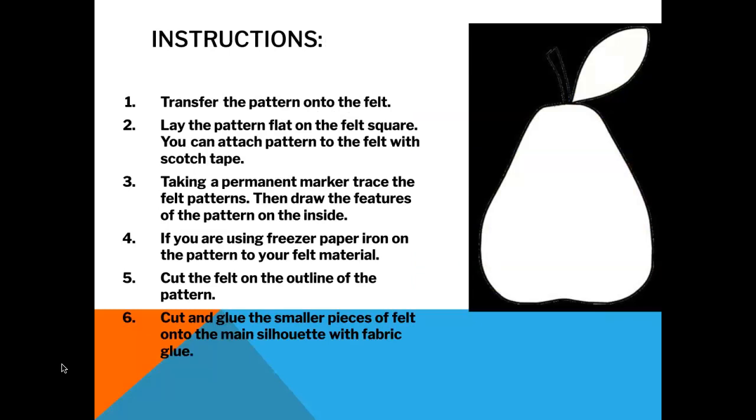You'll lay the pattern flat on the felt square, and then you can attach the pattern to the felt with scotch tape. Taking a permanent marker, trace the felt patterns, then draw the features of the pattern on the inside. If you're using freezer paper, iron on the pattern to your felt material. Next, you're going to cut the felt on the outline of the pattern. And if you have any smaller pieces, you're going to cut and glue those smaller pieces of felt onto the main silhouette with fabric glue. It's pretty simple.